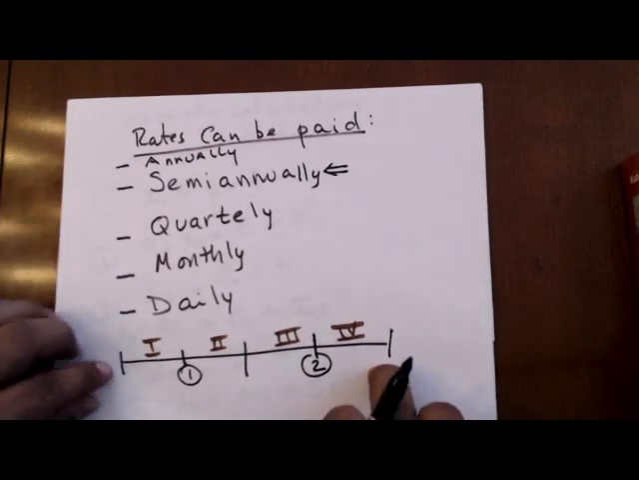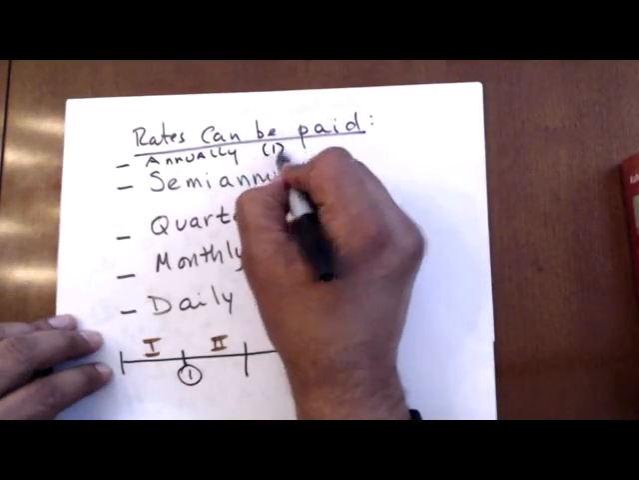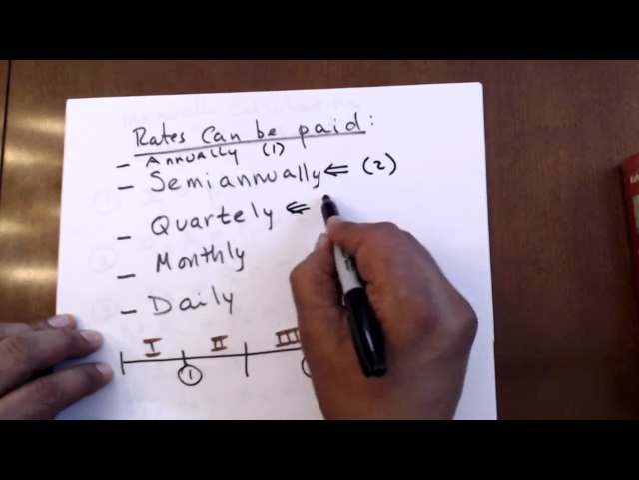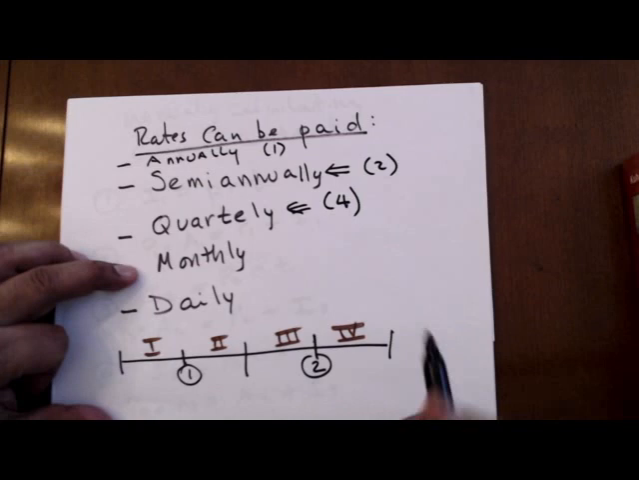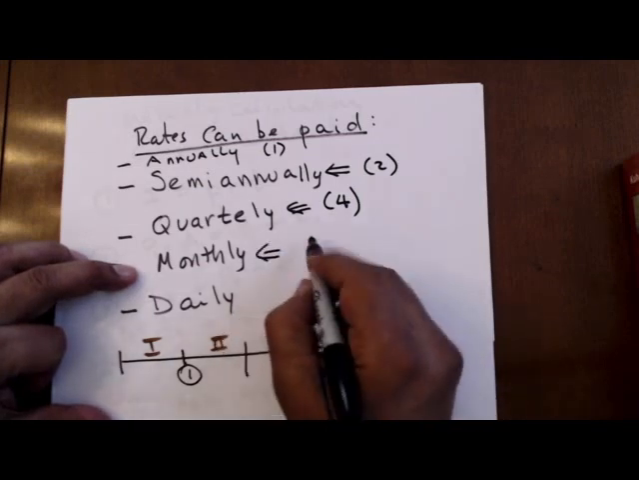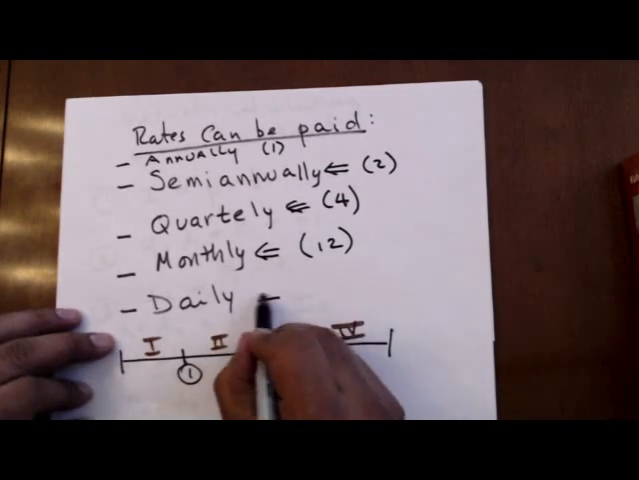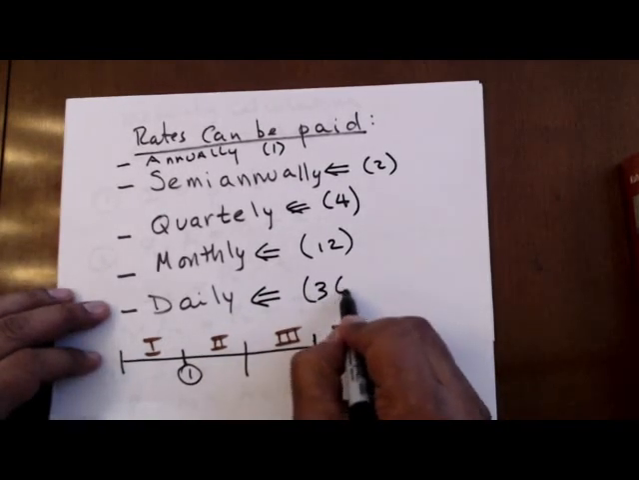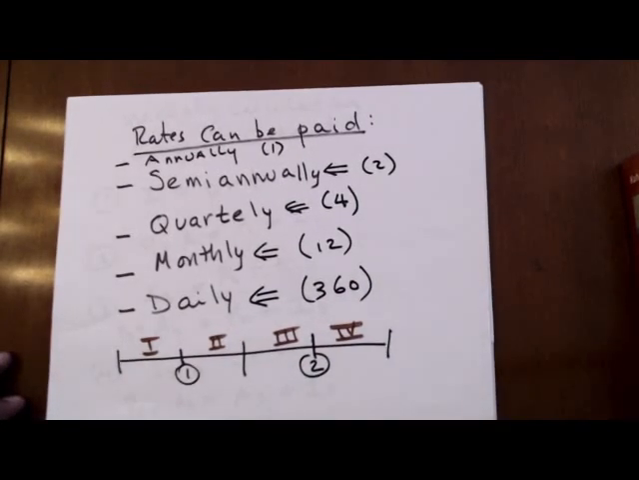Now, if you have a year, a year basically is only 1 paying period. This is 1, so this is just 1 paying period. This will be 2. This here will be 4, right? And so forth. So monthly, in a year you have 12 months, so you have basically 12 paying periods. And if it's daily, typically we don't use 365, but we use 360 as the number of effective days when you do your paying periods.